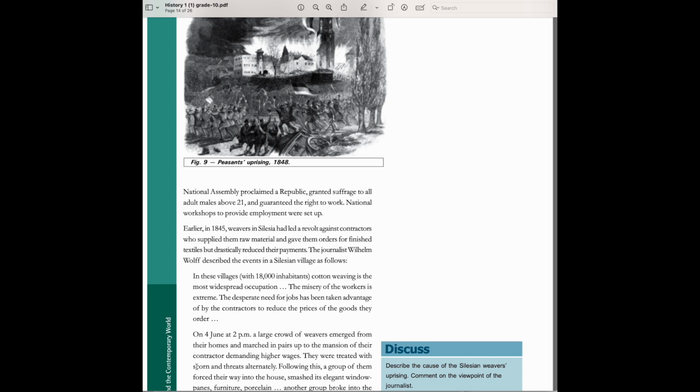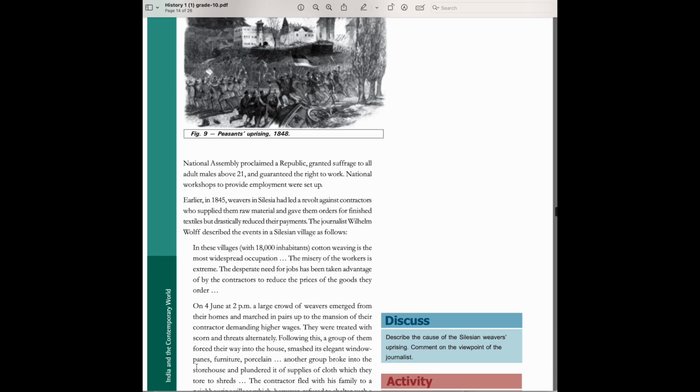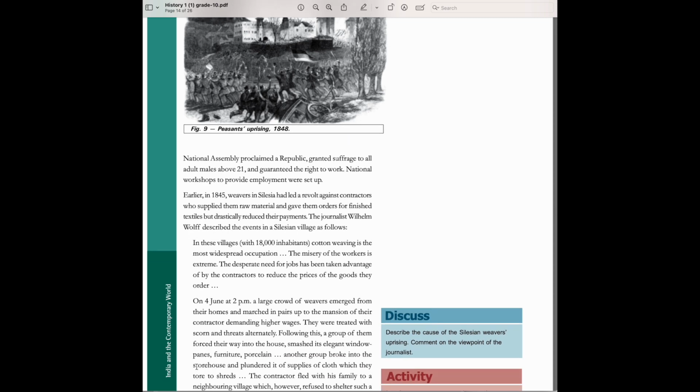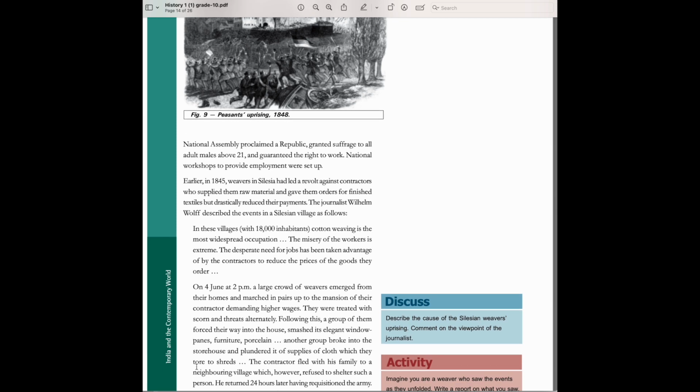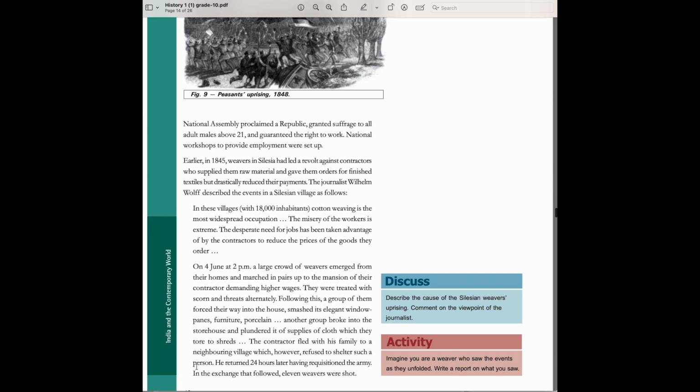Earlier, in 1845, weavers in Silesia had led a revolt against contractors who supplied them raw material and gave them orders for finished textiles but drastically reduced their payments. The journalist Wilhelm Wolff described the events in a Silesian village as follows. In these villages, cotton weaving is the most widespread occupation. The misery of the workers is extreme. The desperate need for jobs has been taken advantage of by the contractors to reduce the prices of the goods they order.